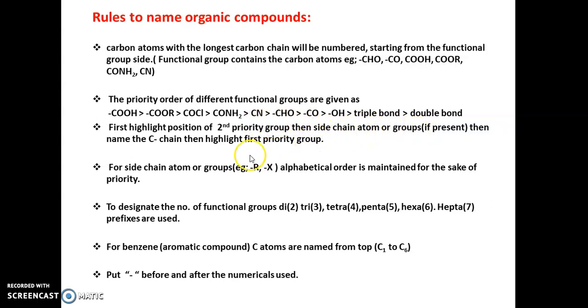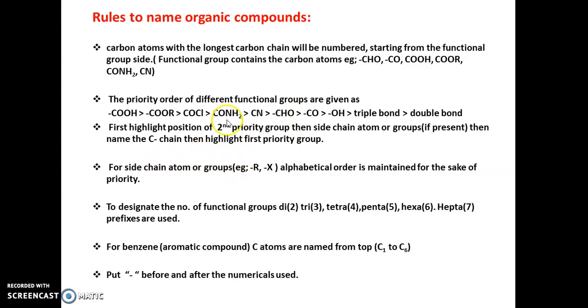Side chain atoms or groups means, suppose there is an alkyl group, meaning methyl or ethyl or propyl or butyl. These are all called alkyl groups. If there is an alkyl group in the side chain, not in the main chain, but in a side or branch position, then it is the side chain group. Or it could be a side chain atom, a halogen atom: chlorine, bromine or iodine. So either the halogen atoms or the alkyl groups can act as side chain groups or atoms.